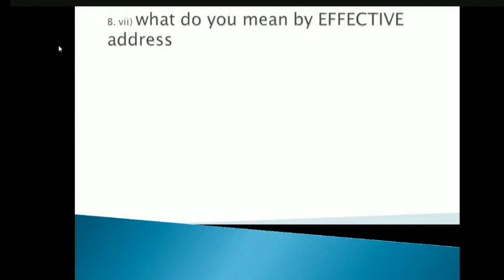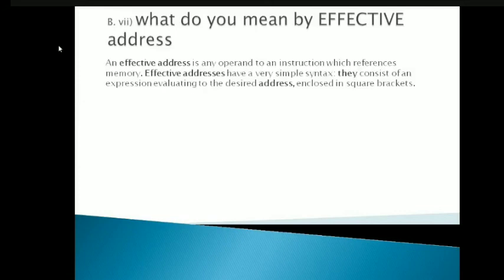What do you mean by effective address? An effective address is any operand to an instruction which references memory. Effective addresses have a very simple syntax. They consist of an expression evaluating to the desired address, enclosed in square brackets.